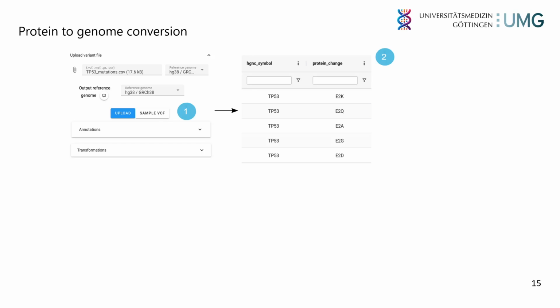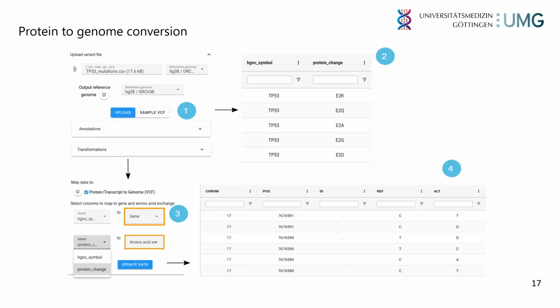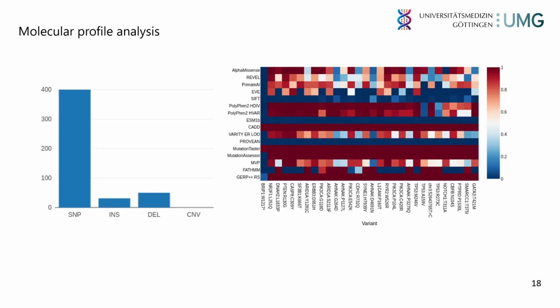Since the tool recognizes that it's not a VCF or MAF, AdaGenes then activates the transformations, and you now have the option to convert your data into VCF. In this case, you select the columns of your data which represent gene and amino acid exchange, and AdaGenes is then able to produce a VCF at the genomic level, which can then be downloaded or annotated like a normal VCF file.